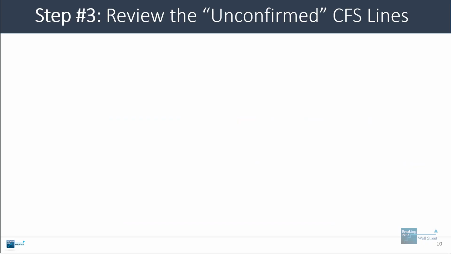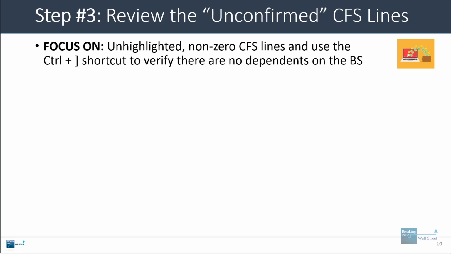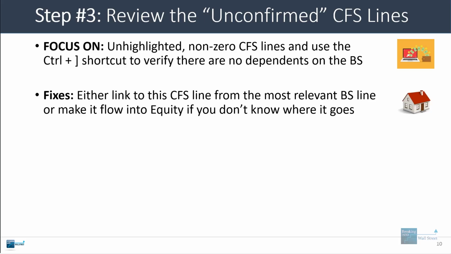So going to step 3 here, we now need to look at the unconfirmed cash flow statement lines and in general, do a bit of a review of the cash flow statement. So you want to focus on anything that has not been highlighted that is non-zero and use the Control right bracket shortcut to make sure that it's not actually linking to anything on the balance sheet. Then either fix the cash flow statement line item and make it flow into the most relevant balance sheet line, or if you don't know where it goes, just make it flow into equity.